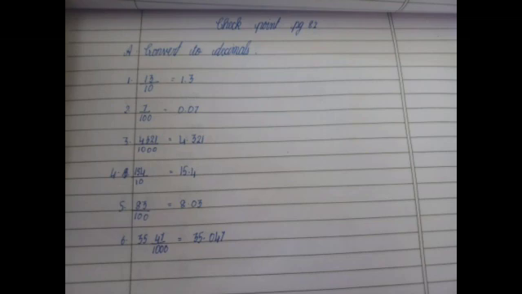4321 by 1000 means 4.321. Similarly, complete the remaining. Next one is convert into fraction. 3.5 can be written as 35 by 10. 0.8 is equal to 8 by 10. 0.93 can be written as 93 by 100. 0.125 is equal to 125 by 1000. Similarly, you can write the remaining.